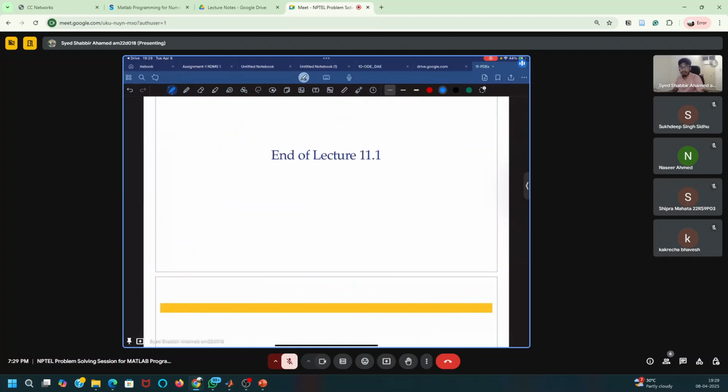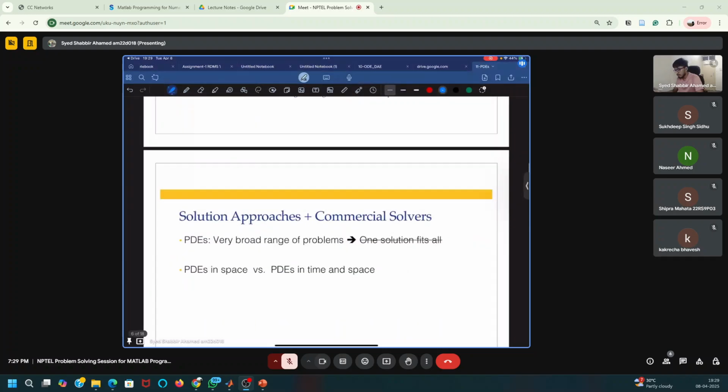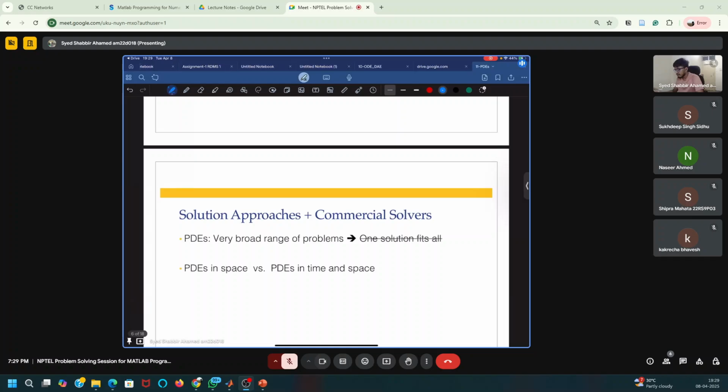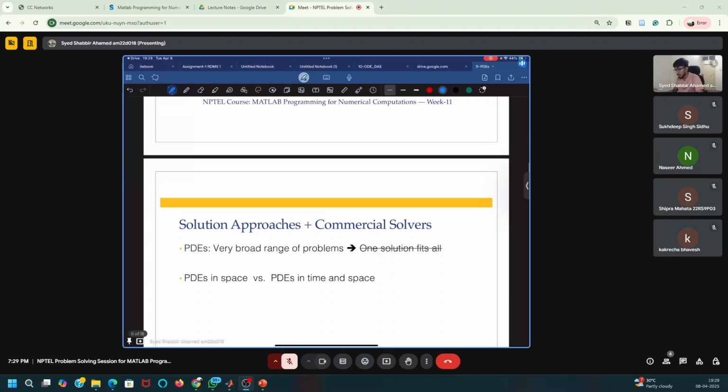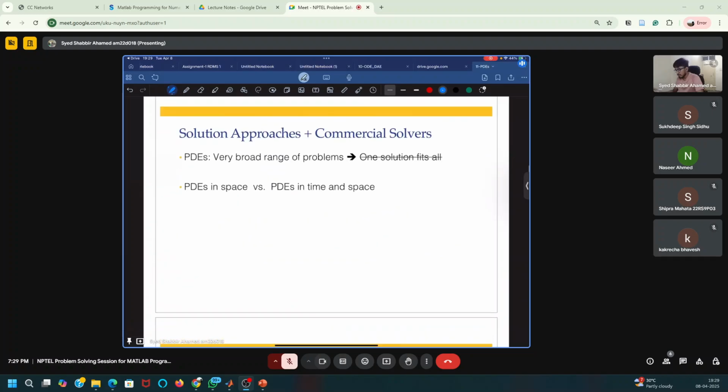So this is the introduction to partial differential equations, which we have seen in the first lecture of this module. And then we moved on to how we can solve these partial differential equations to get the solution.